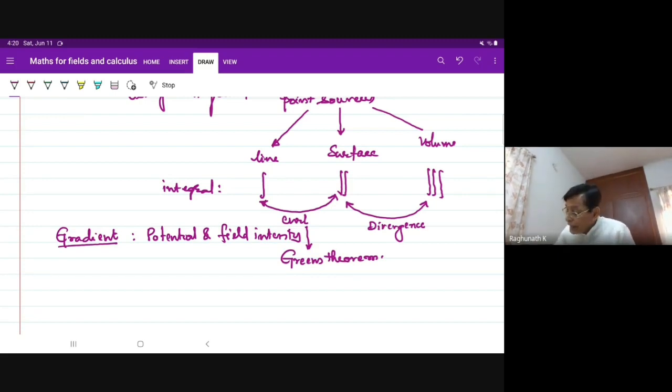So in the calculus part, we are yet to discuss these integrals as line, surface, volume, or single, double, and triple integrals. And we want to see through subject where I get all these things.